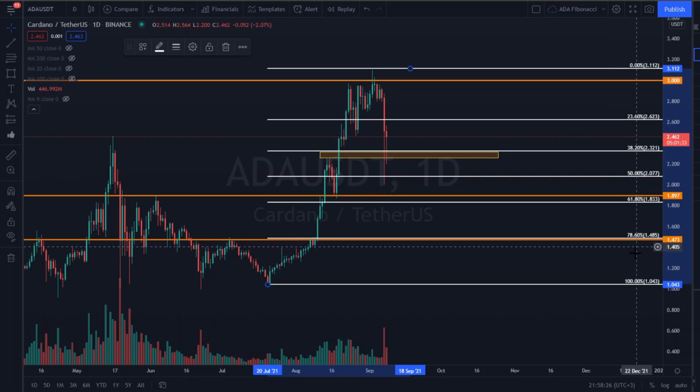78.6% Fibonacci line and $1.50. That is the worst case scenario where I can see Cardano going.